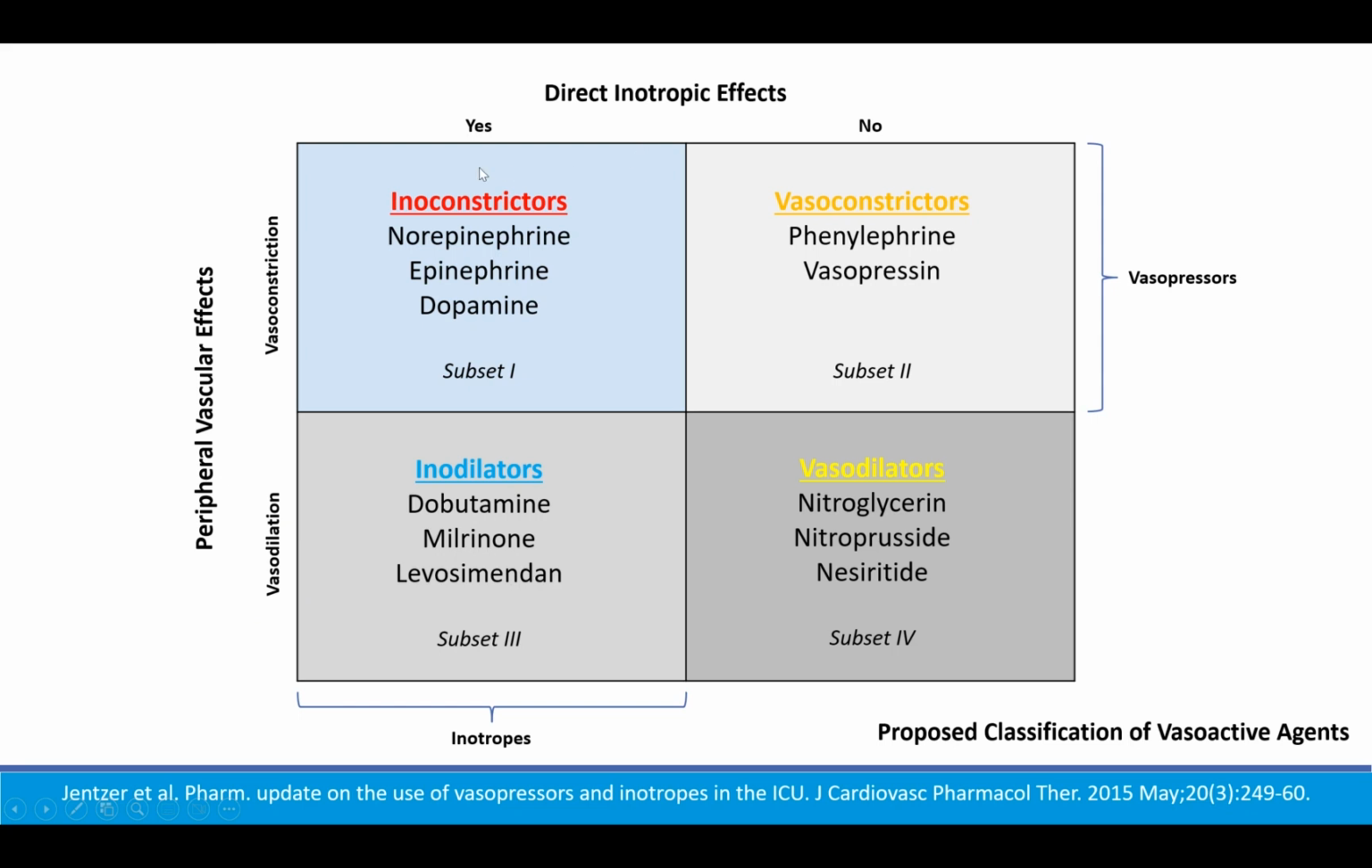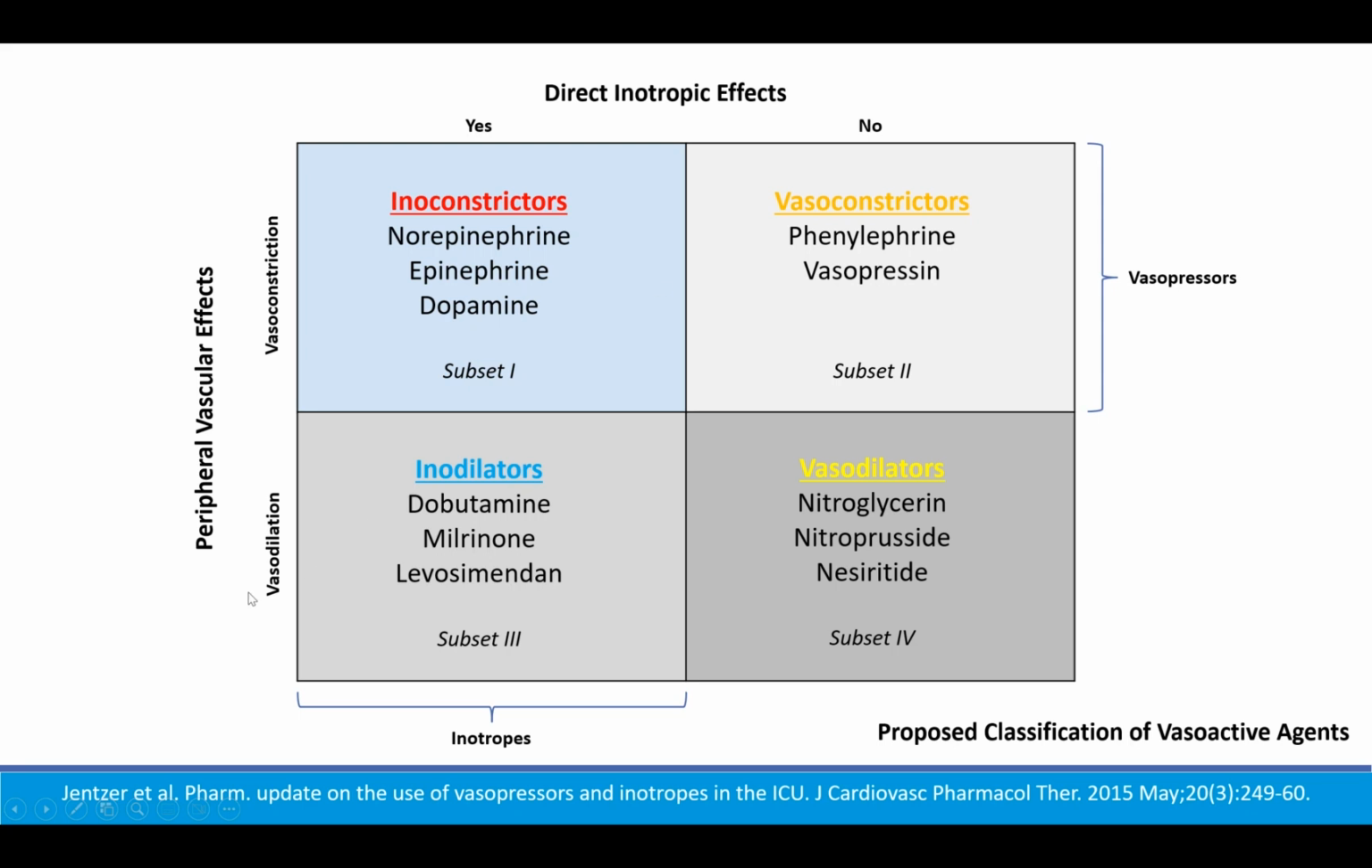On the left, we have agents that have direct inotropic effect, and on the right, we have agents that do not have inotropic effects. So the agents that have vasoconstriction effect and inotropic effects are called inoconstrictors, such as norepinephrine, epinephrine, and dopamine. Now, agents that have vasoconstriction effects but no inotropic effects are vasoconstrictors, such as phenylephrine and vasopressin.